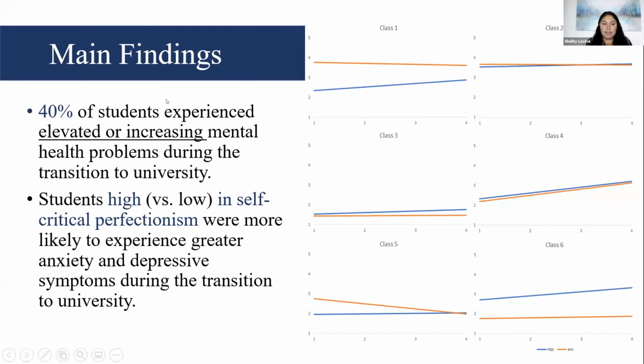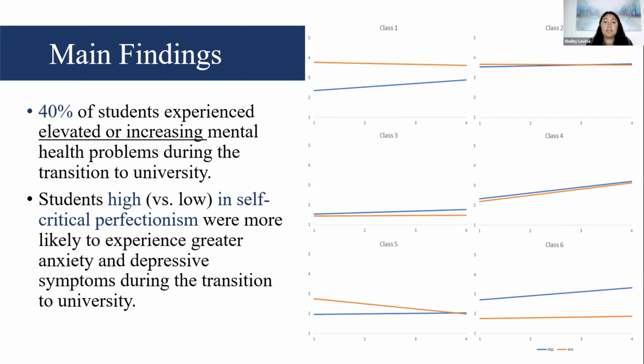So here are my results. We found 40% of students experienced elevated or increasing mental health problems during the transition to university. But maybe a bit of a silver lining, that means 60% of students were in class 3, meaning that they had stable, low anxiety symptoms and low increasing depression symptoms. Meaning maybe most students are transitioning okay to university, but still 40% is a huge proportion.